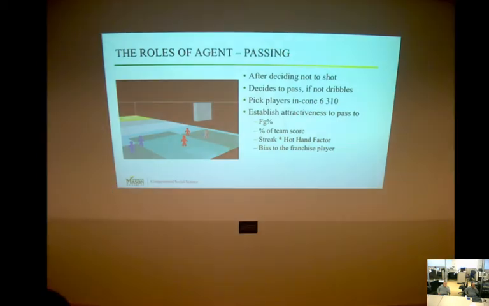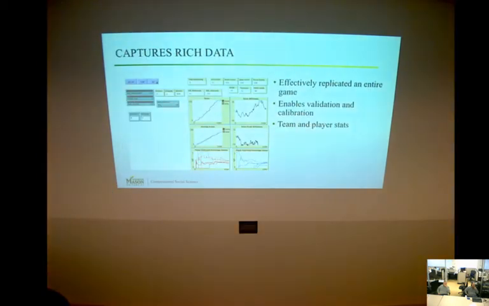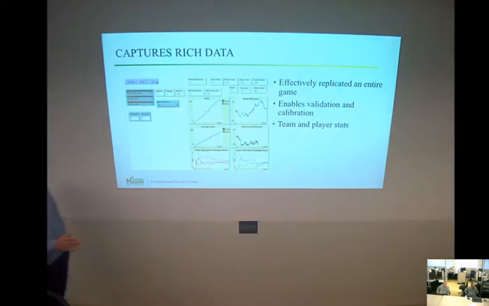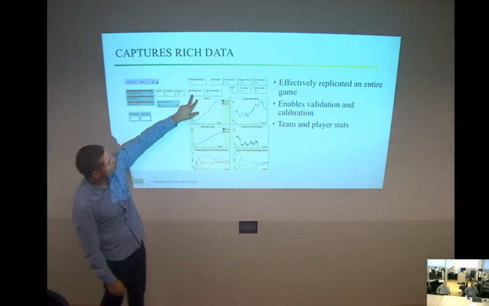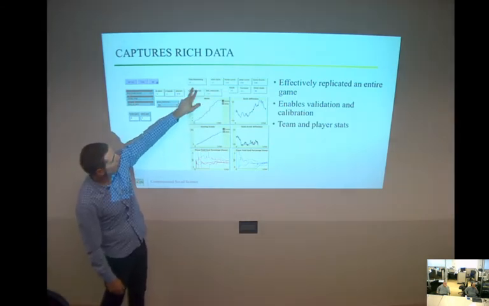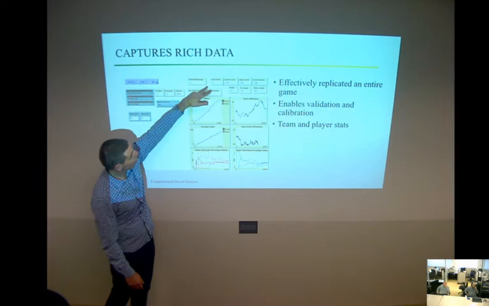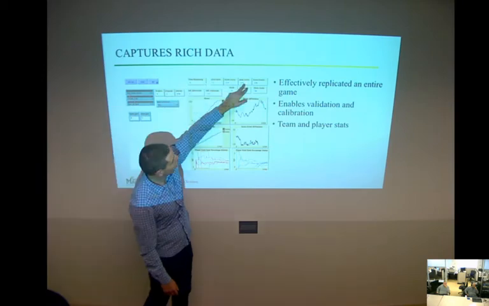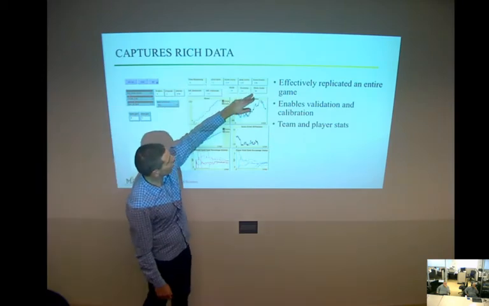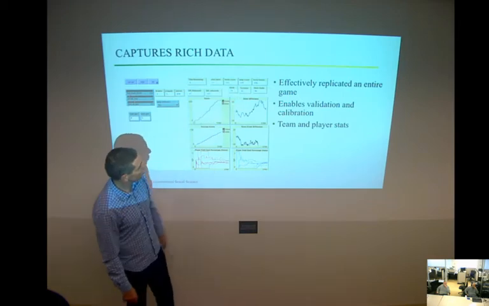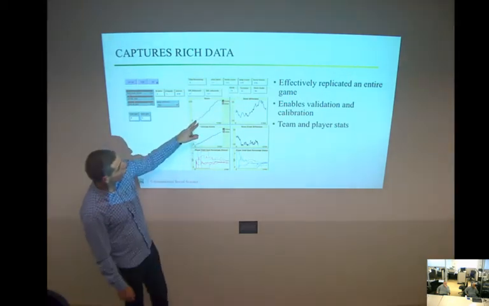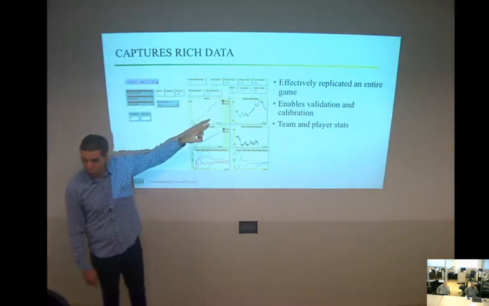And what this enables is I can collect all the stats of an NBA basketball game. So here I have the number of offensive rebounds, the number of defensive rebounds, the shot clock, the score, scoring events, shots made, turnovers, steals, and here's the scoring. So this is a cumulative score.